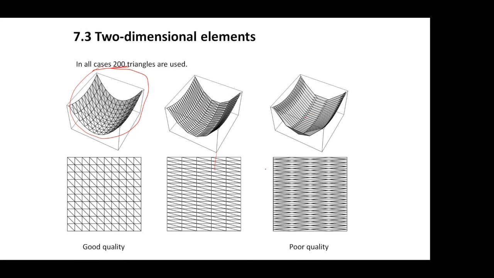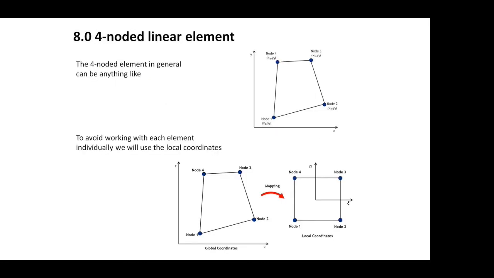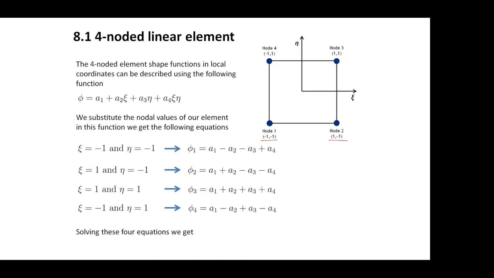Now, you still have 200 elements in all the meshes, but the performance of this one is much better than the performance of this one. So you need to look into what direction you really need to have more elements in and have better quality elements if possible. All right. So the local coordinates, I've discussed that. The mapping process between the local coordinates and the global coordinates is what we just discussed.